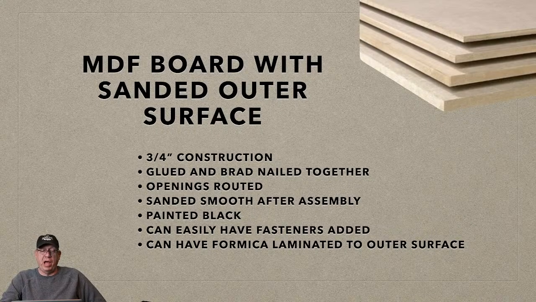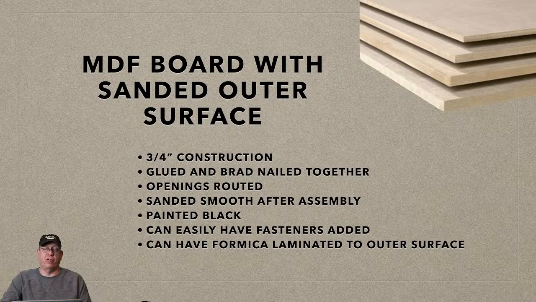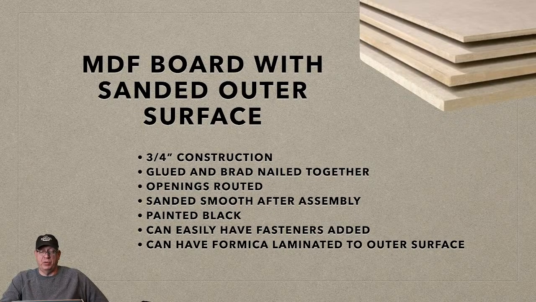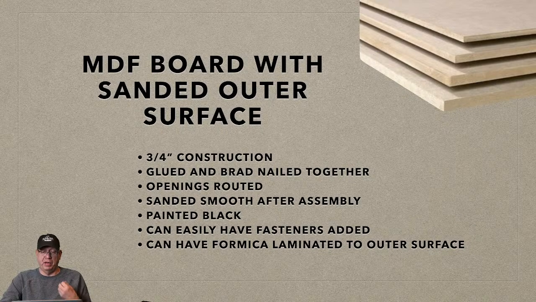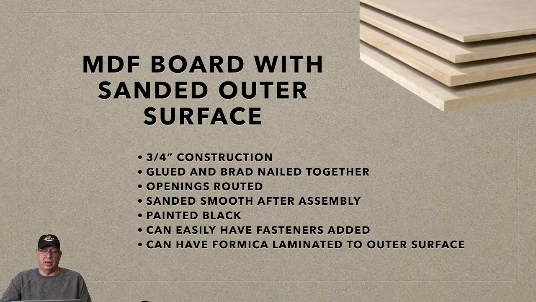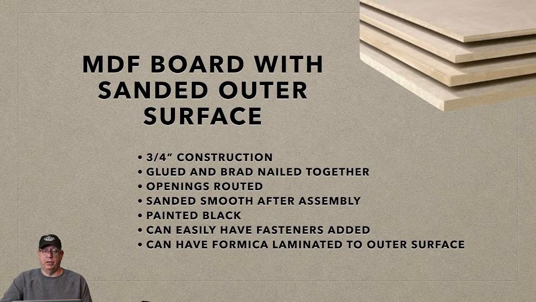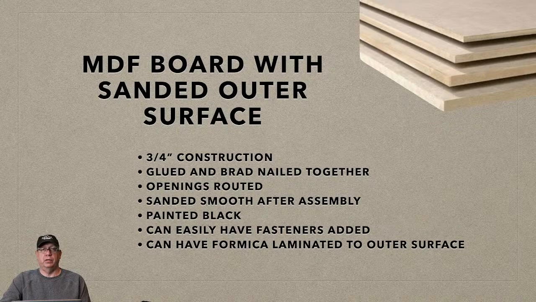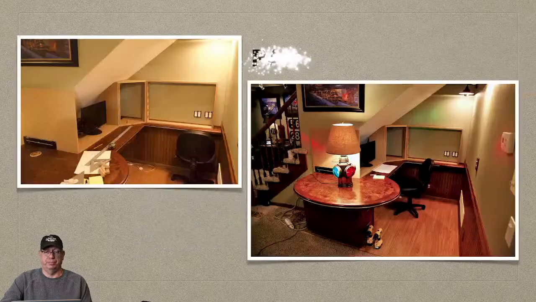It was glued and brad nailed together with an air nailer. The openings and things were routed with a router. Everything was sanded after assembly. Then things were painted black. And the nice thing about MDF is it holds fasteners really well. And if you choose to, and we did, we went ahead and laminated black Formica to the outer surface of it to make it more rugged and easier to clean and far more scratch resistant and scratch proof.